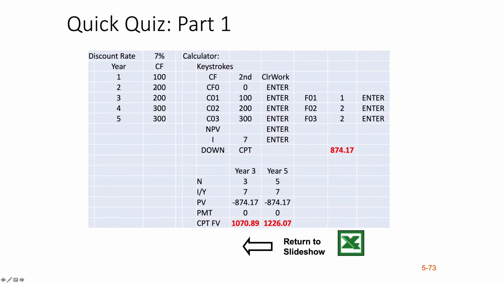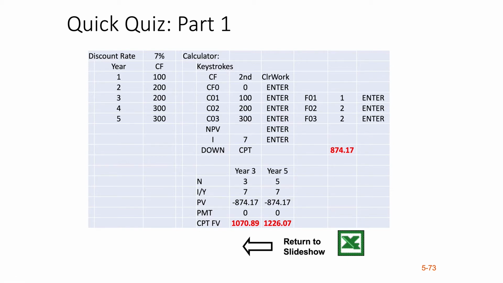So how do you enter? In the CF0 key, you enter 0. Then in C01, you enter 100. Okay? Then you enter 1. Frequency is 1 by default. Then you hit the downward key. Now for the second cash flow, you key in 200. Then enter, register.